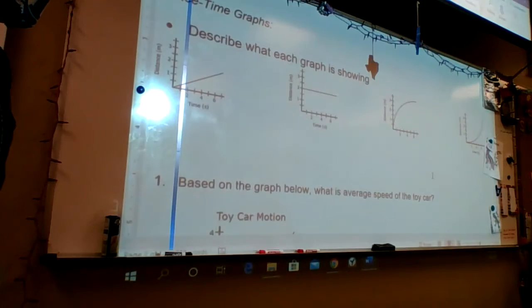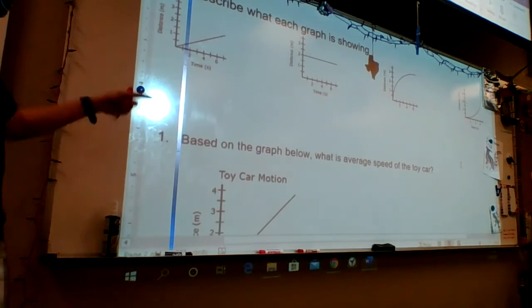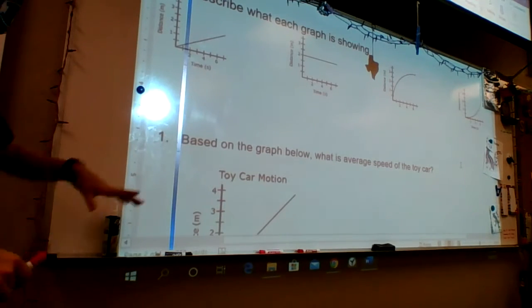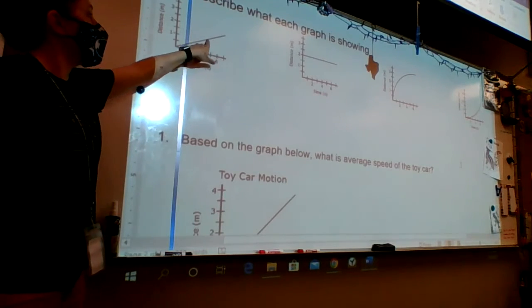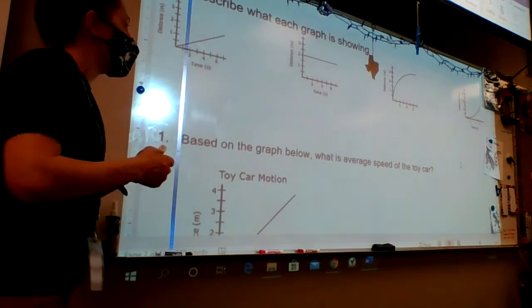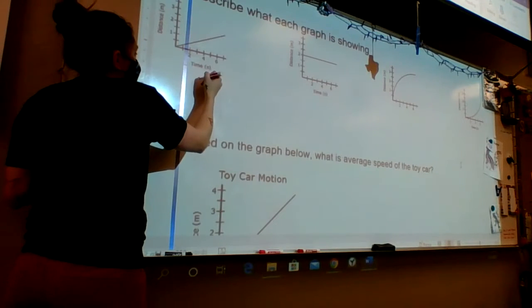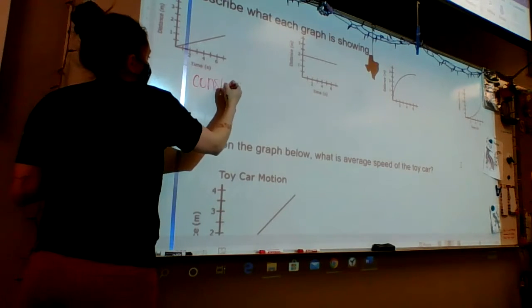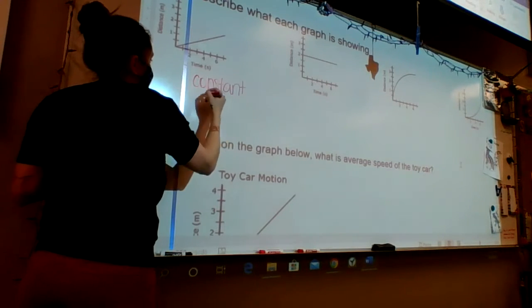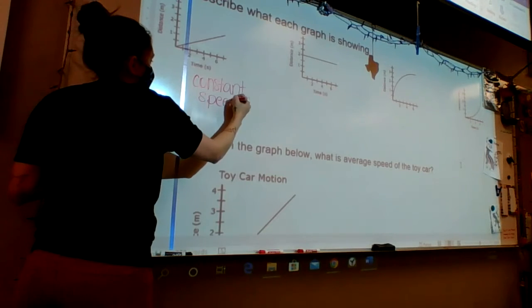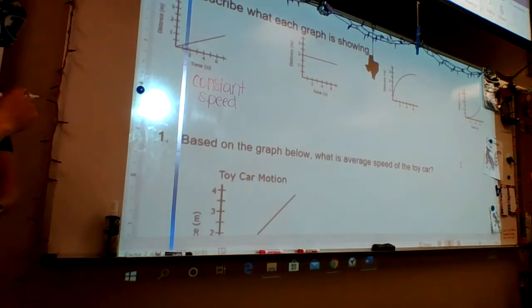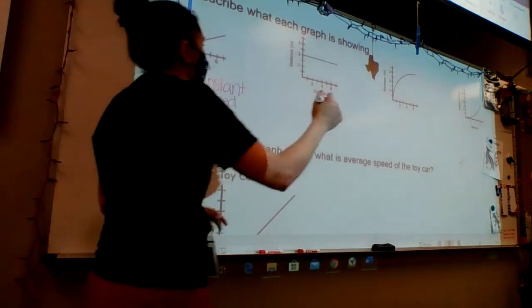All right, so on a distance time graph, it says describe what each graph is showing. What does this line represent? It's a constant speed. Okay, so this graph is constant speed. What is that second graph representing? At rest. The flat horizontal line is at rest.